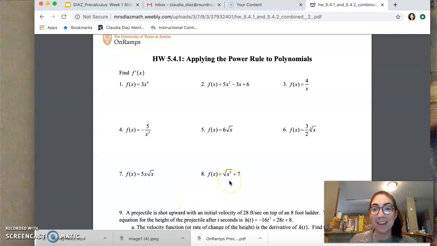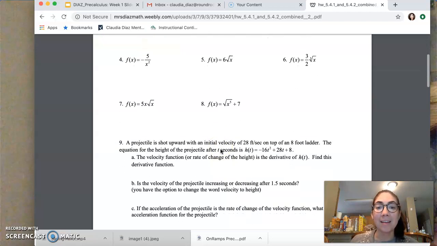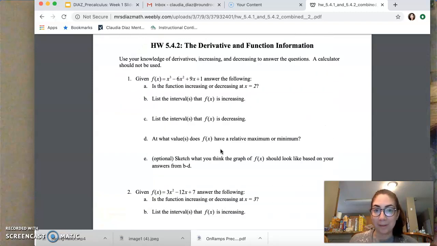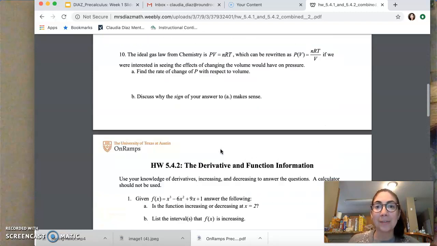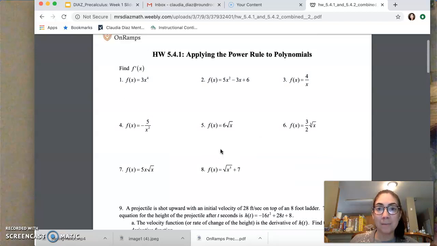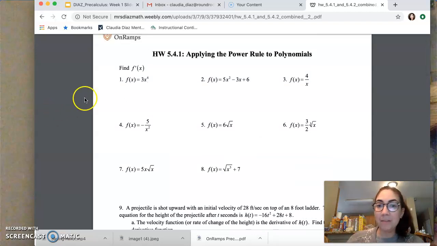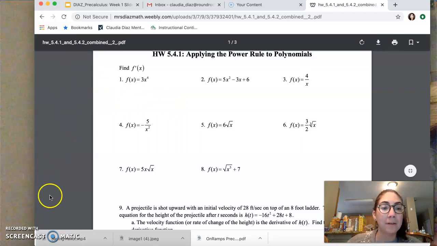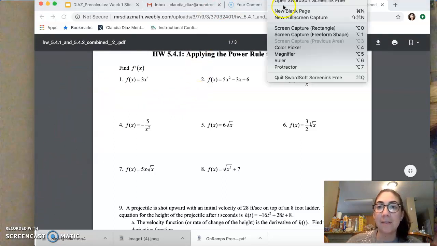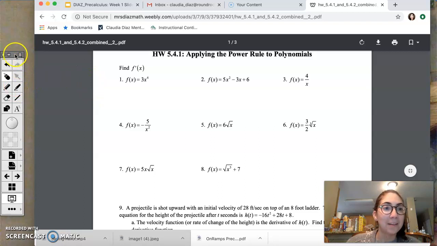We are looking at day 5 of our review. We're going to take a look at homework 5.4.1 as well as homework 5.4.2. So let's take a look. This is applying the power rule, which is finding the derivative.